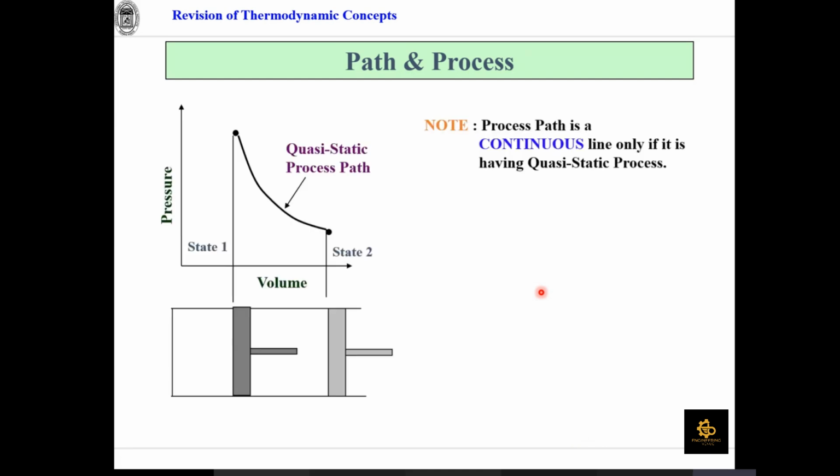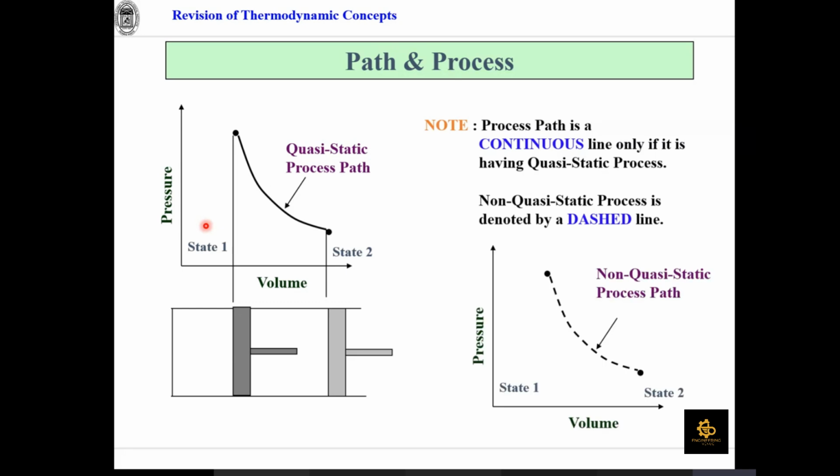Okay, so the next thing is that the process path is a continuous line only if it is a quasi-static process. This is the important thing: whenever there is a quasi-static process, it is a combination of small states. If it is a quasi-static process, then we can define it as a solid line. But if it is not a quasi-static process, then it is denoted by a dash line. Okay, so you can come across different problems on these quasi-static processes.